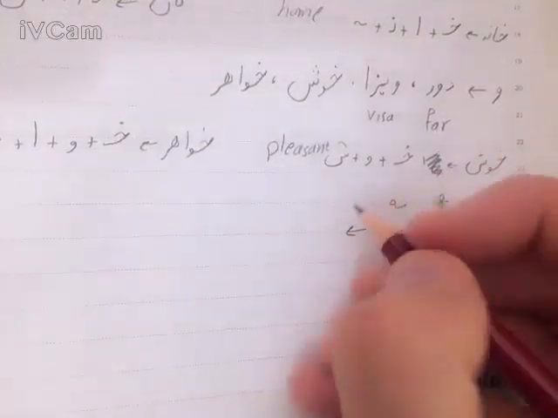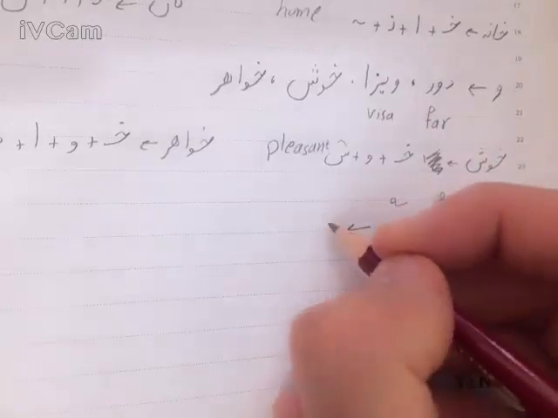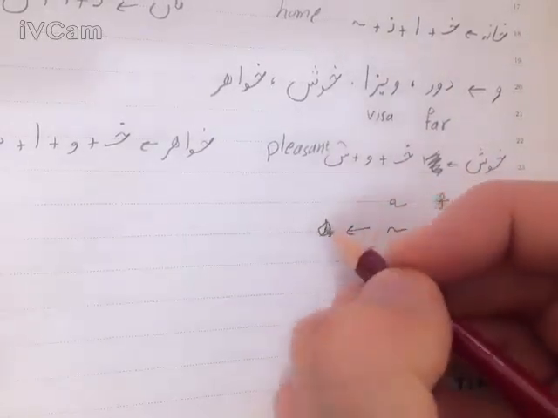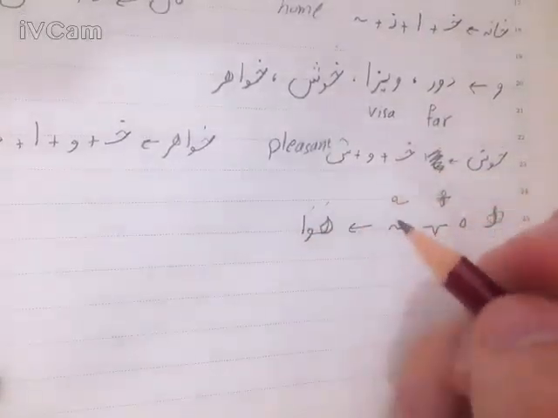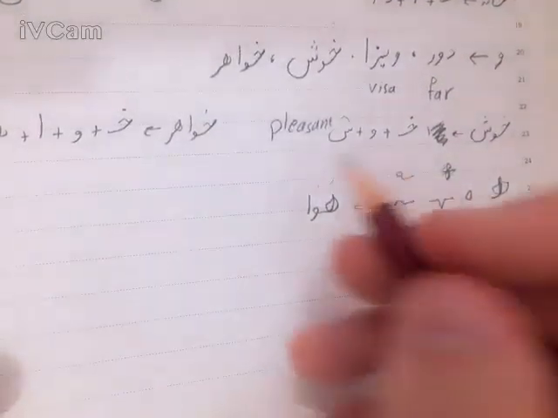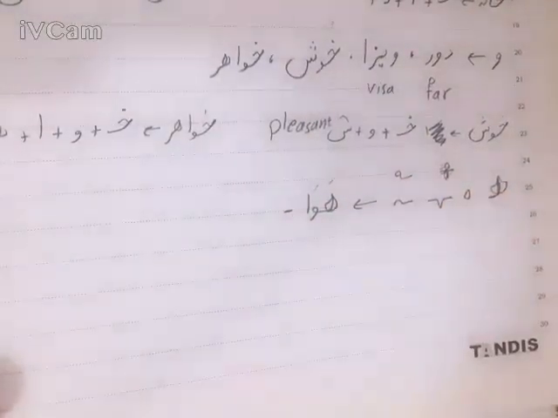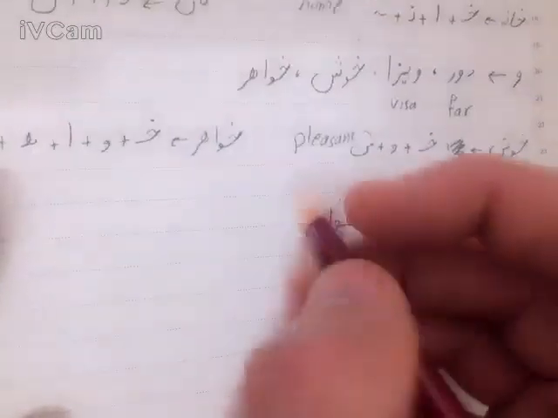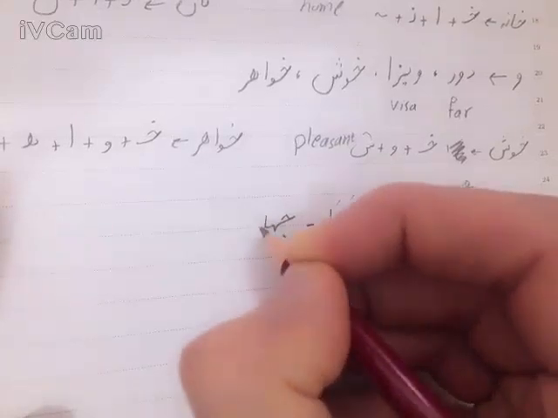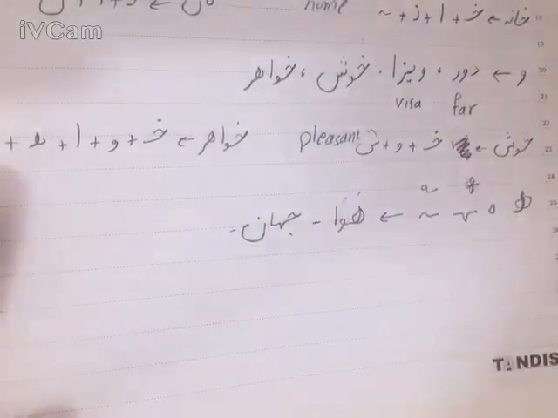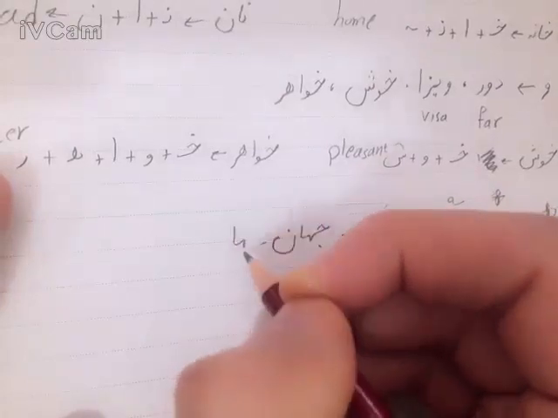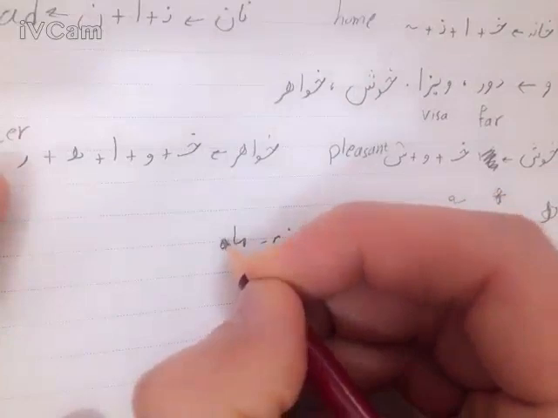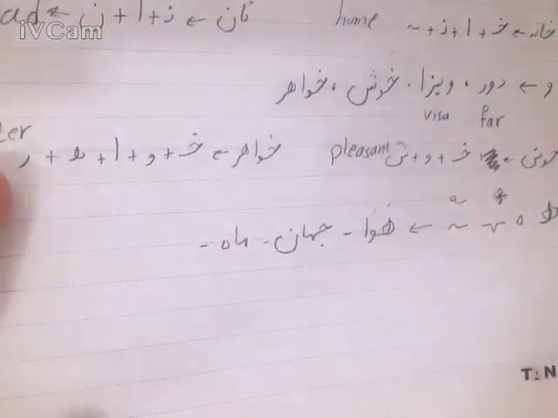We could have hava. You see, at the first there are two garlics attached to each other. Hava means air. For the one in the middle, we could have Jahan. Jahan means the world. For this one, we could have Moh. Moh could also mean month and moon, both of them. And for the last one, we could have No.